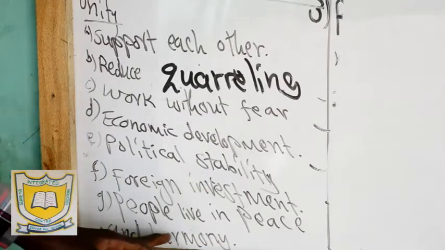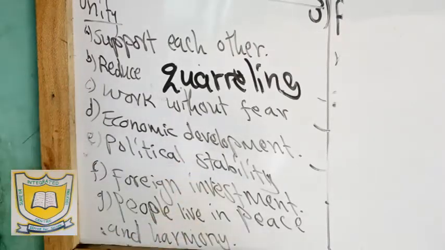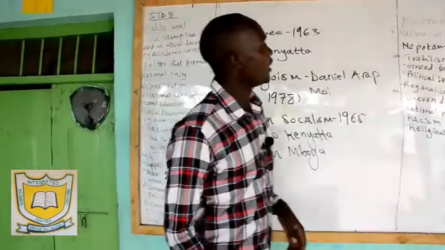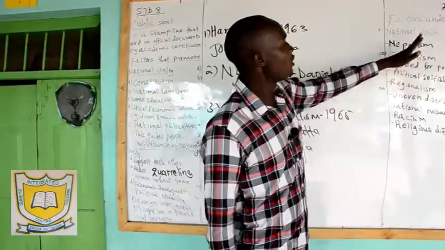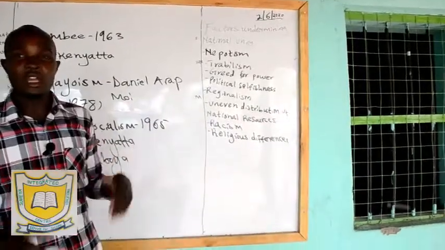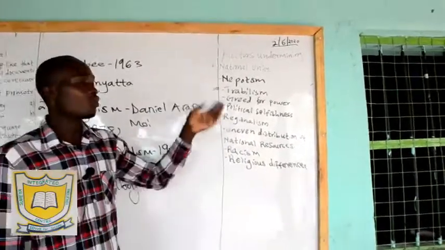And then we have people live in peace and harmony. So people will live without fear. They will also live in peace and harmony. And that is the greatest achievement of national unity. Then factors undermining national unity. So we have those factors that may lead to national unity to go down. To undermine means to reduce.